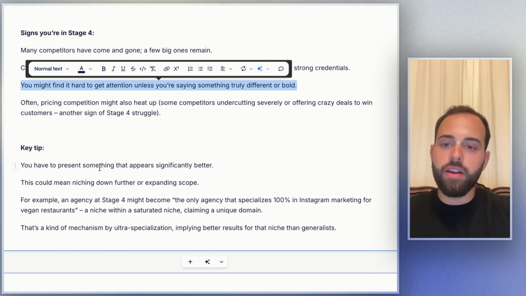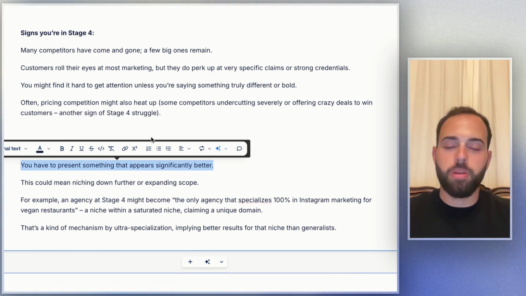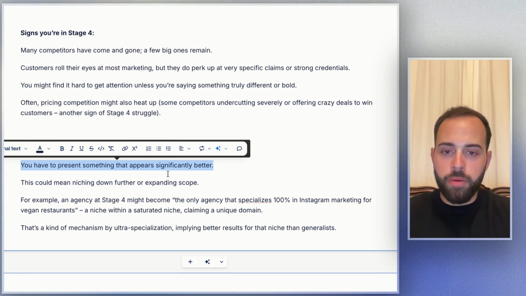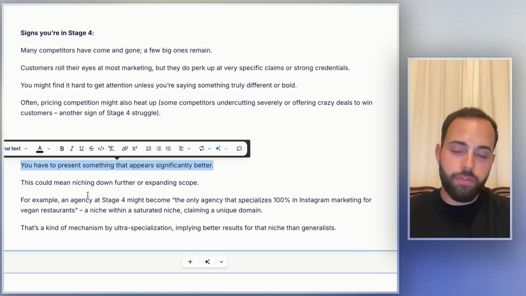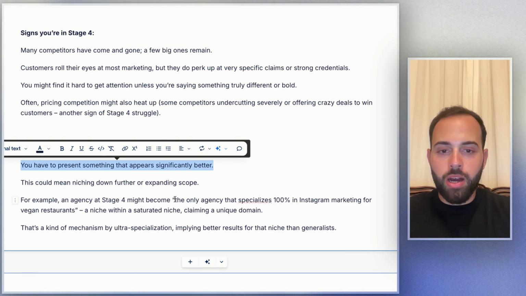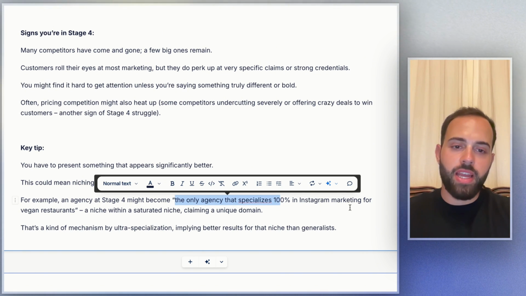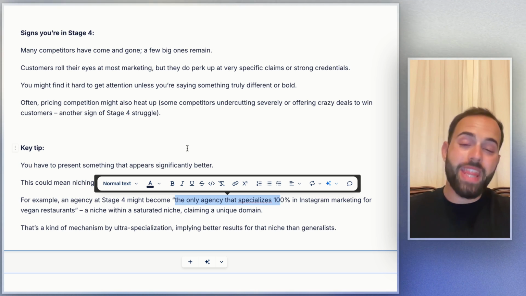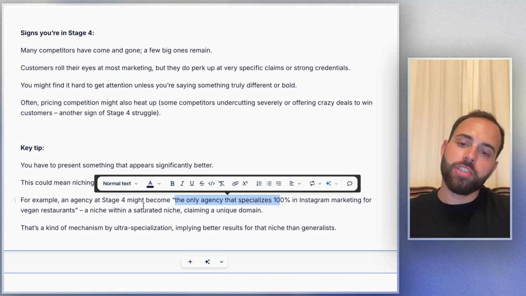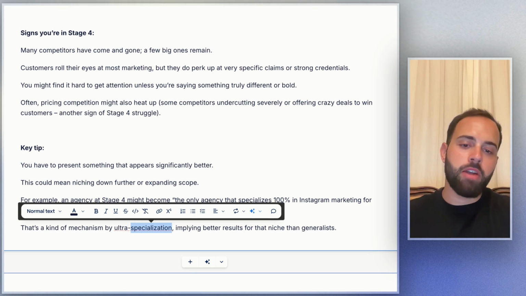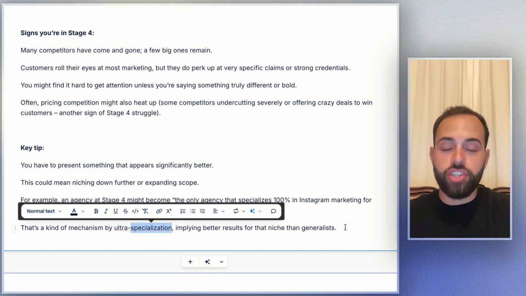And a key tip here is that you need to present something that just appears significantly better. And this could mean niching down further or expanding scope. So, for example, let's say an agency at stage 4 might become the only agency that specializes 100% in Instagram marketing for vegan restaurants, a niche within a saturated niche. So that's the kind of mechanism by ultra specialization, implying better results for that niche than generalists.